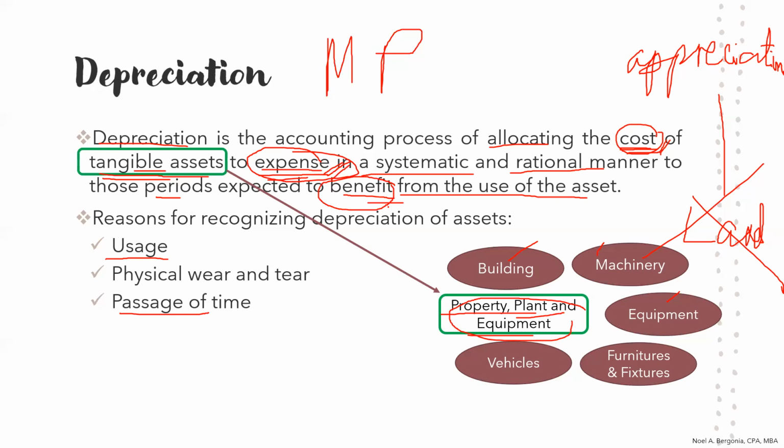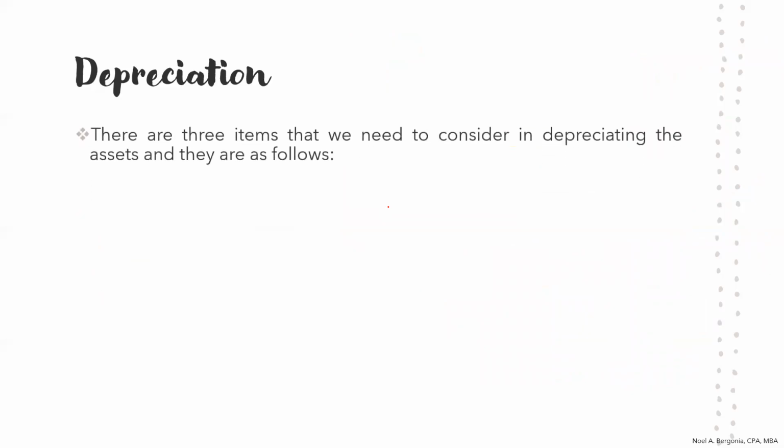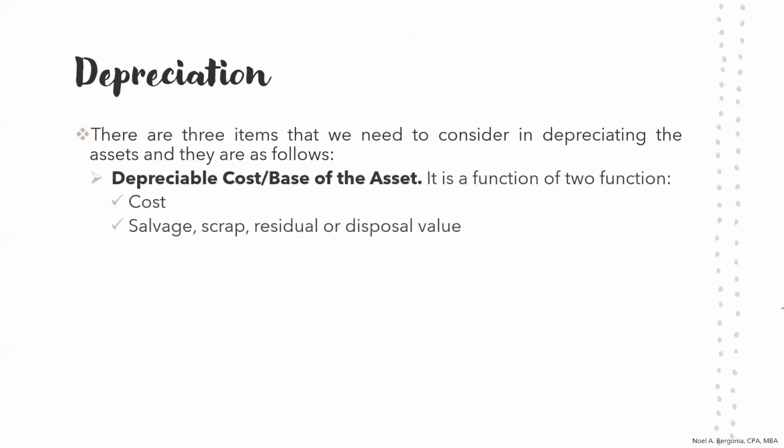All right. So this particular depreciation needs to consider these particular elements. Okay, it is important in computing our depreciation or depreciation expense to know these items. So let's look at the items that would be used in computing our depreciation. First of which is what we call the depreciable cost or depreciable base of the asset. Okay, so what is this depreciable cost or depreciable base of the asset?